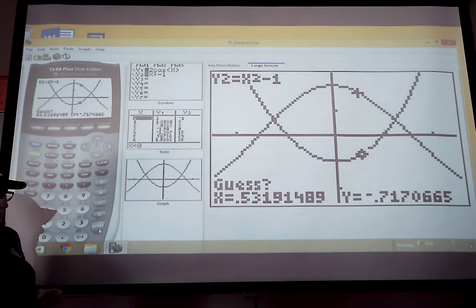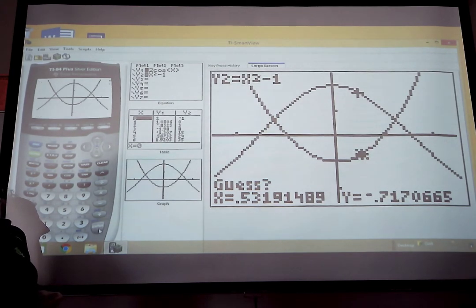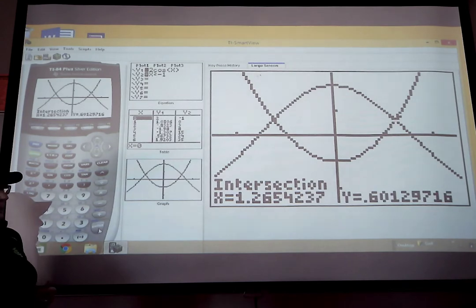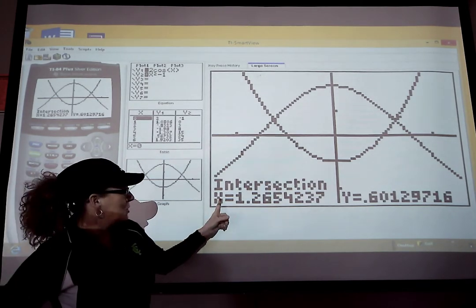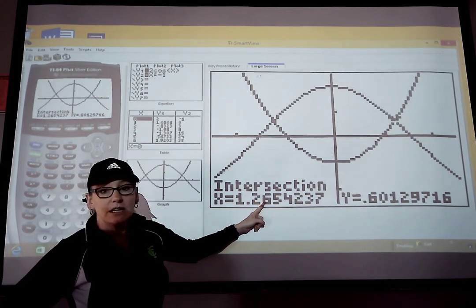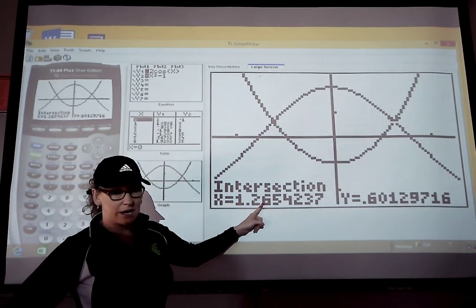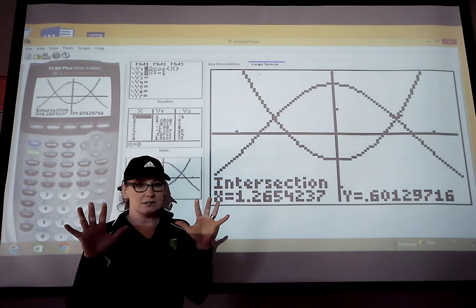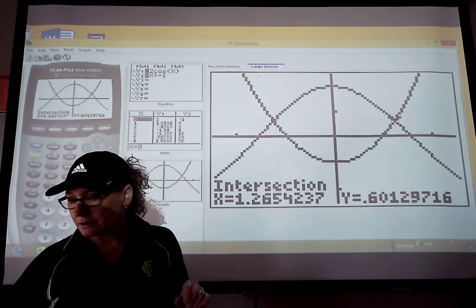Do you want me to guess the intersection? Yes, calculator. I want you to guess the intersection. And it's just what I thought because it was symmetric. So this new X value of my intersection is the positive version. Let's store it in B, okay? So again, don't touch anything. Do second quit.